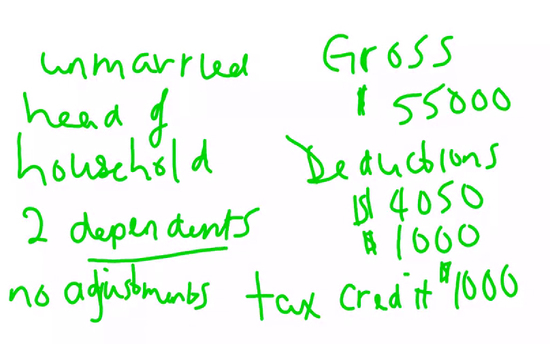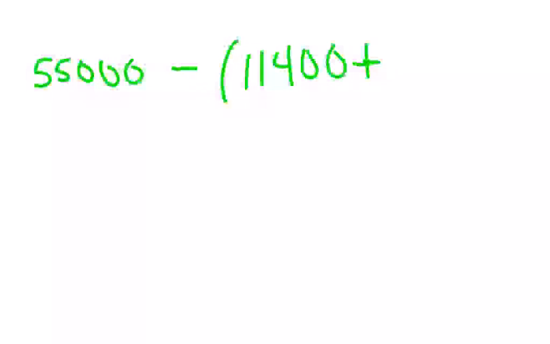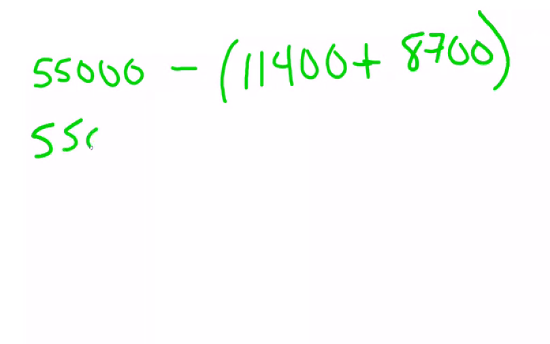Now, again, we also have to compare this deduction versus the standard deduction. So here, $4,050 plus $1,000 is $5,050. If we go to the head of household column, it says the standard deduction is $8,700, and so we definitely want to use the $8,700 in this case because it's more. Okay, so we want to add the $11,400 plus the $8,700 first. And so we have $55,000 minus $20,100. And that will tell us the taxable income for this person.